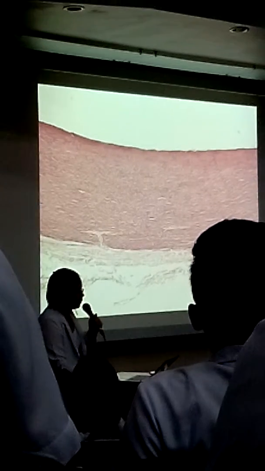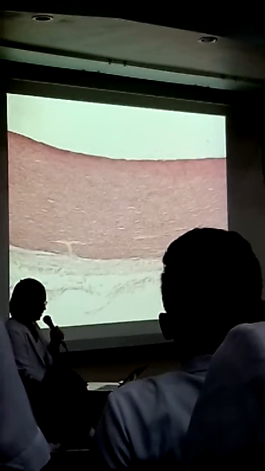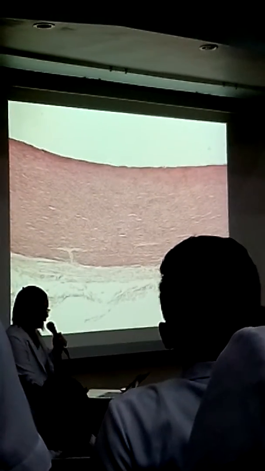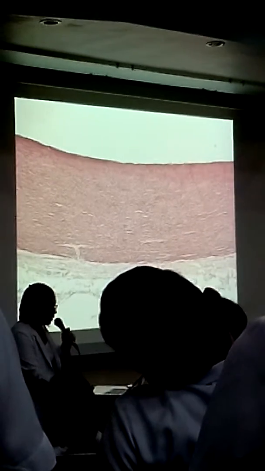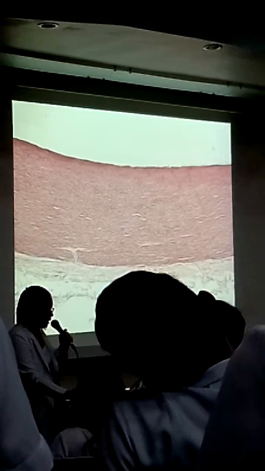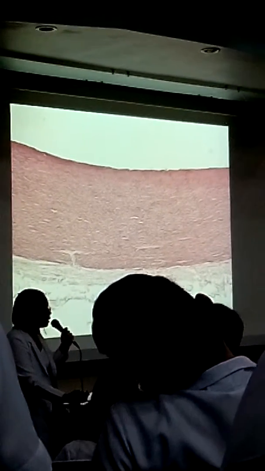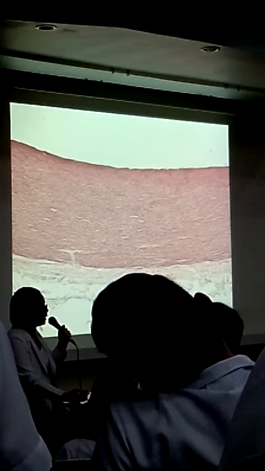So what is this? Identify the specimen. So this is the aorta. The endothelial lining of your aorta has the endothelial cells. What are Weibel-Palade bodies?